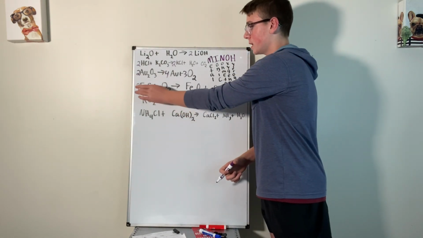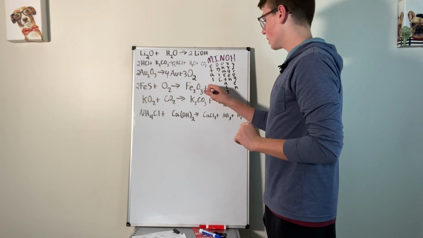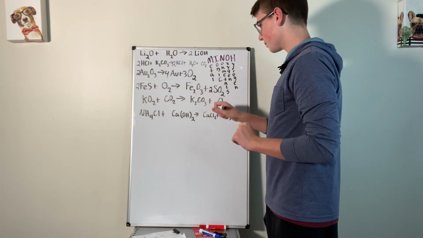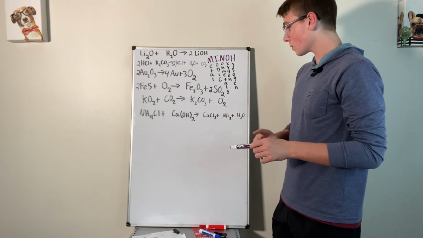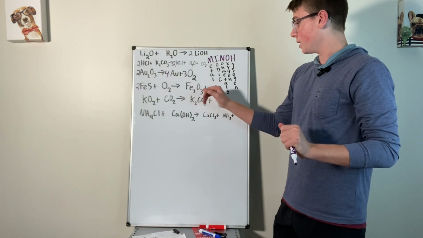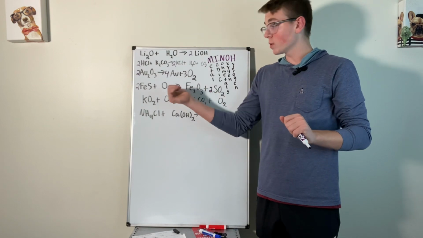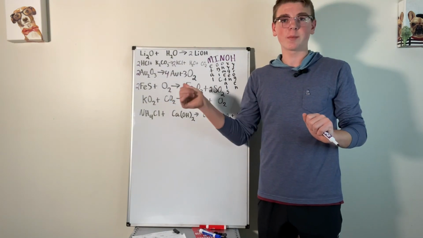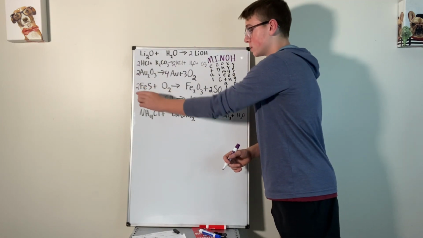Now we can go to sulfur. There's 2 sulfurs on this side because the 2 goes to the sulfur, and there's 1 sulfur on this side. So let's move a 2 right there. Okay, now we can move to oxygens. There are 2 oxygens on this side, and there's 3 plus 4 is 7 oxygens on this side. Well, you can't get an odd number with an even number. So we're going to have to up this 1 more.